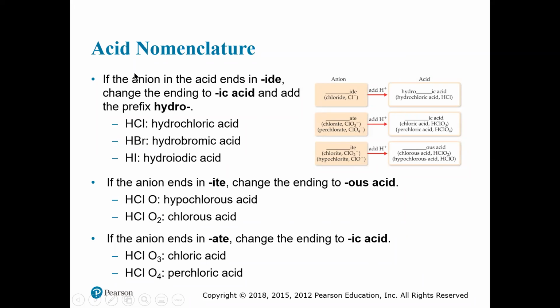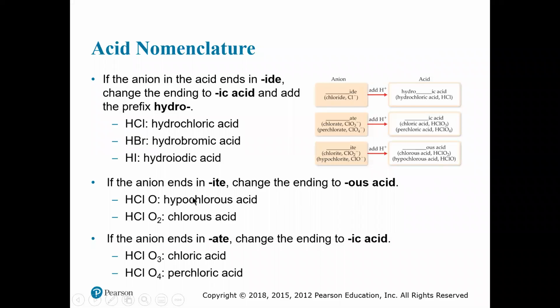Acid nomenclature. So if the anion in the acid ends in ide, like this, for instance, we've got hydrogen and chlorine. If you have hydrogen mixed with just one other thing, the way that you're going to name this is you write the word hydro, the base name of the nonmetal, so this would be chlor, and then ic. Okay, so hydrochloric acid. Here we've got hydrobromic acid. Here we have hydroiodic acid. So pretty simple when we're dealing with hydrogen and one other thing.